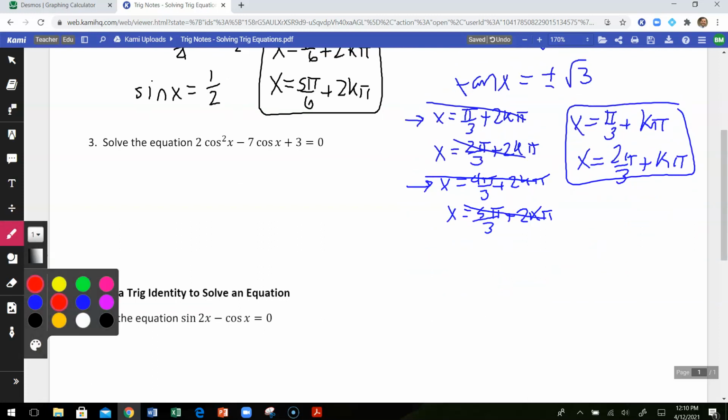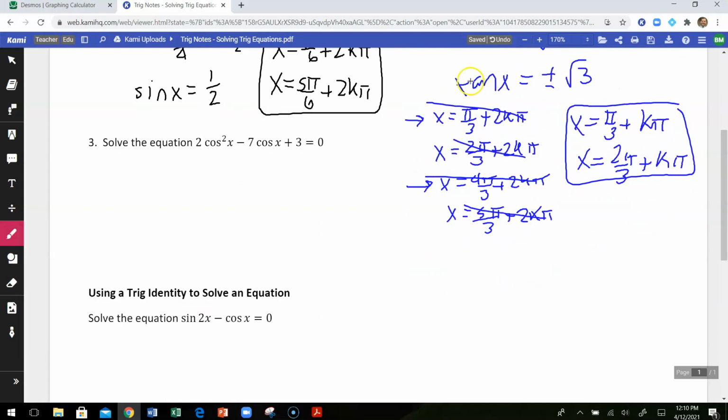Okay, number 3. Solve the equation 2 cosine squared x minus 7 cosine x plus 3. So again, I want to think about how I would solve this if this were an algebraic equation, and I want to do the same thing. And what I'm noticing here is that I have two different cosine functions. One of them is squared and one of them is not. So this is kind of the form 2x squared minus 7x plus 3 equals 0. It's a quadratic form equation. So I'm going to solve it as such. Okay? Pretend like that is just a quadratic function. How would I factor that?